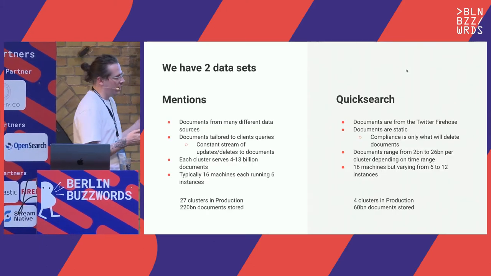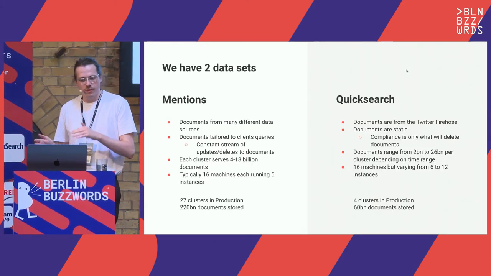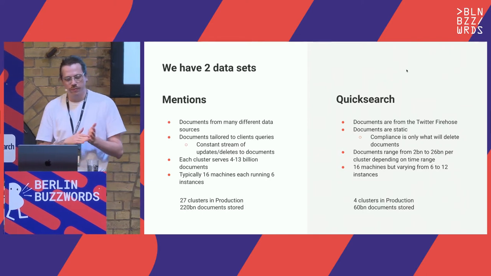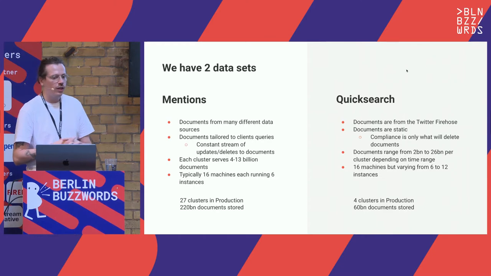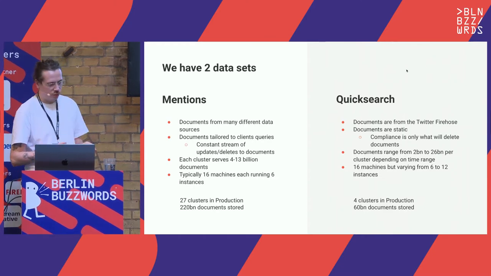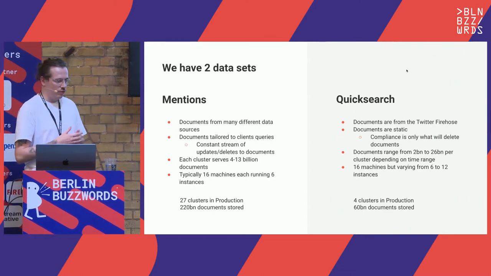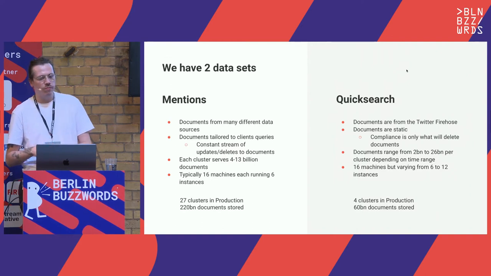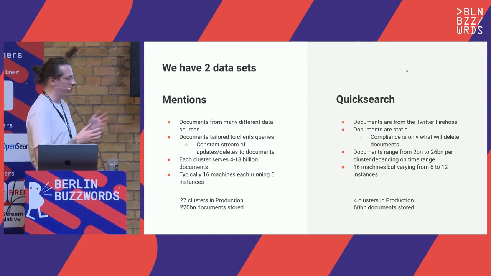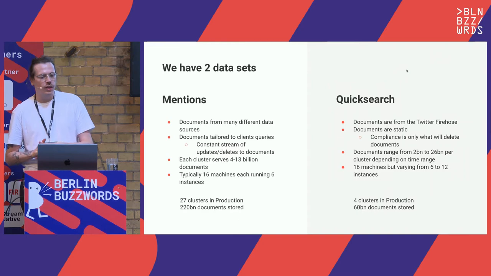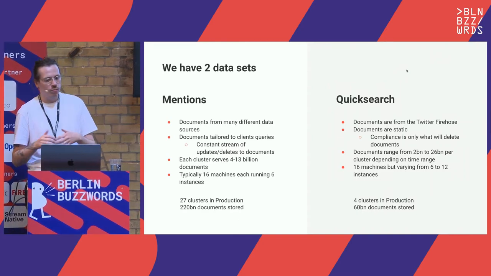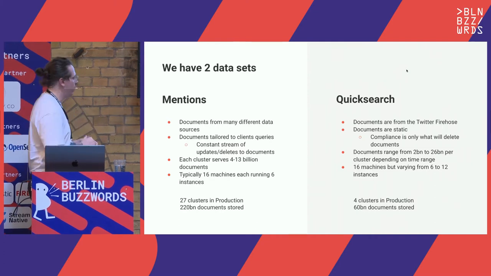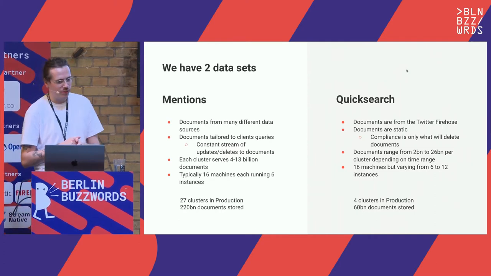At Brandwatch, we have two main data sets, what we call mentions and what we call quick search. For mentions, the documents come from many different data sources online. They're tailored to the client's query, and so we get a constant stream of updates and deletes with them. Our mentions clusters serve anywhere between 4 and 13 billion documents, and we typically run this on a cluster of 96 instances spread over 16 machines. We currently have 27 in production.